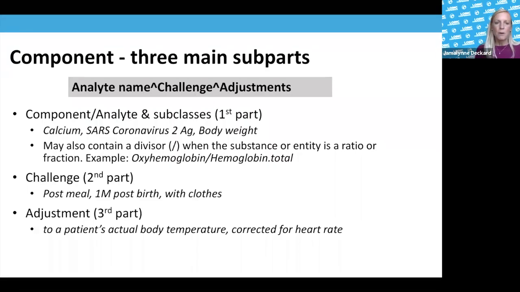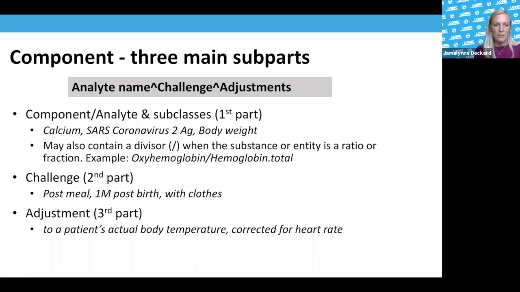So for the component or the core, the beginning, that could also include like a divisor. So the example there given is the oxyhemoglobin over hemoglobin.total. So it can represent a fraction. But the challenge then represents whether it's after a meal the measurement was taken, or 1 minute post-birth, or for weight, like if clothes were on or if they weren't on. These are all what we would consider a challenge for the measurement.